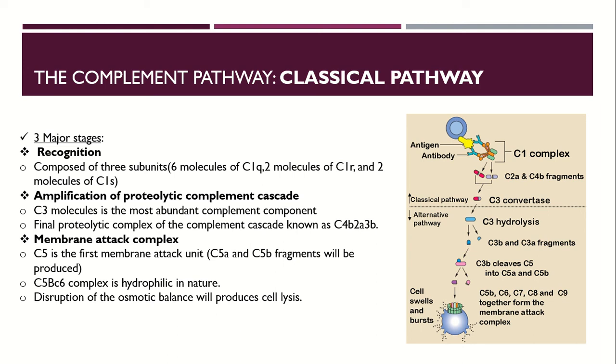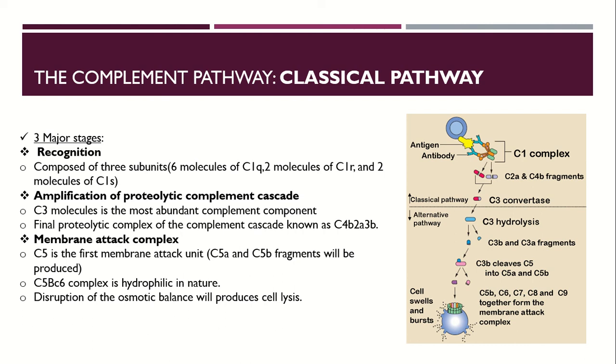C4b2a3b. Membrane attack complex. To initiate the formation of the membrane attack complex, the C3b will attach to the allosteric site of C5, which is the first membrane attack unit. C5 will be cleaved, and as a result, the C5a and C5b fragments will be produced. The fixation of C5b will call upon the formation of C7, C6, and C8. When fully assembled in the correct proportions, C7, C6, C5b, and C8 will form the membrane attack complex.